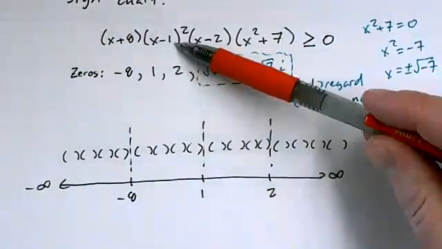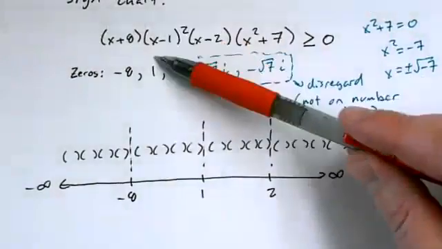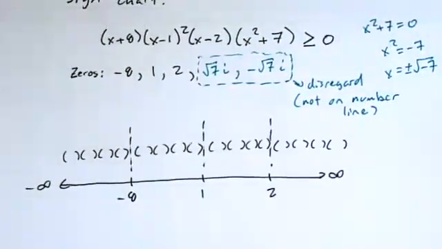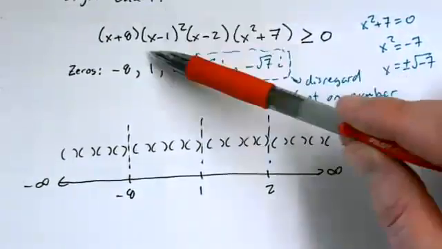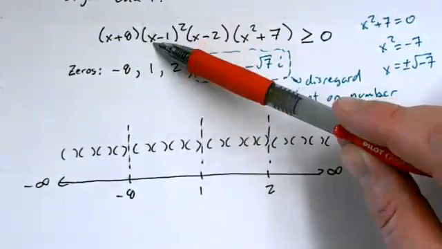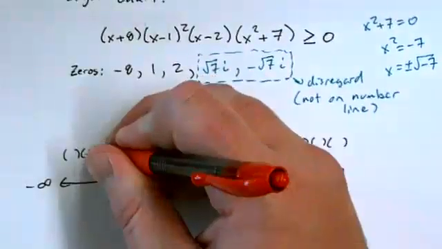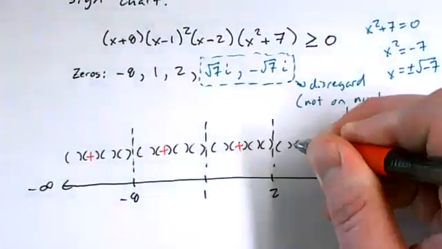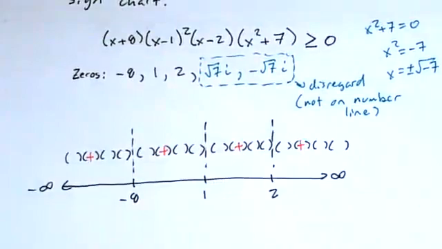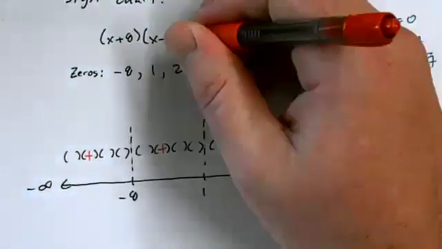X minus 1 squared. What's special about this factor? It's always positive, right? Because it's squared. Would you agree that this factor is going to be always positive no matter what X is? I guess it could be equal to 0, but in these regions, it's always going to be positive, right? Cool. So put a plus in here and here and here and here, and we don't have to worry about that factor anymore. Are there any other factors that would always be positive?